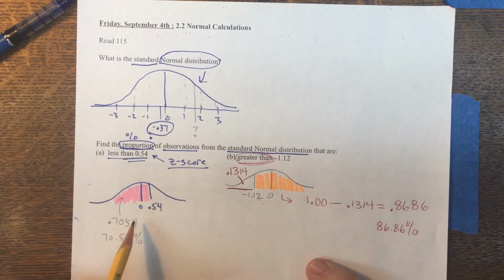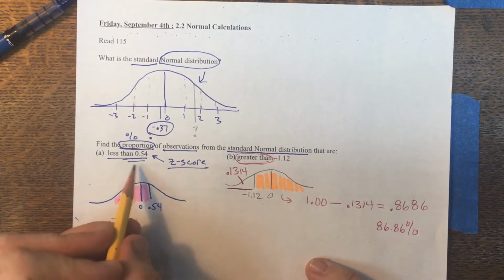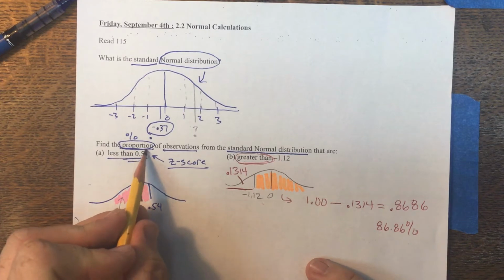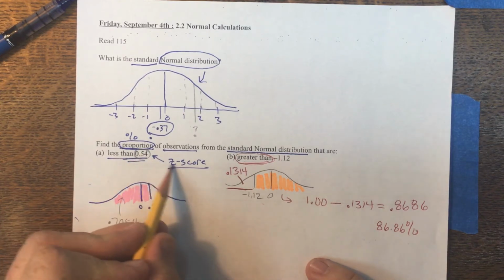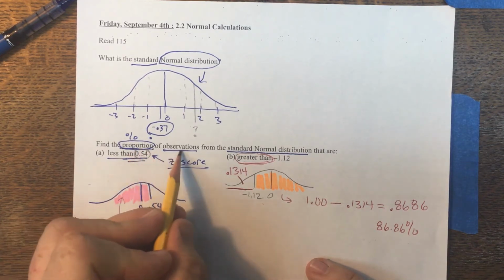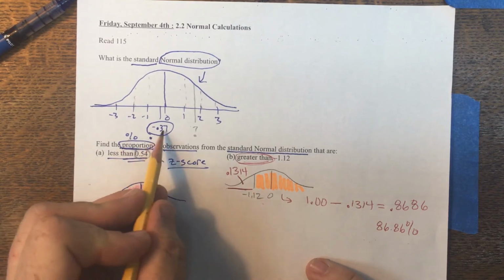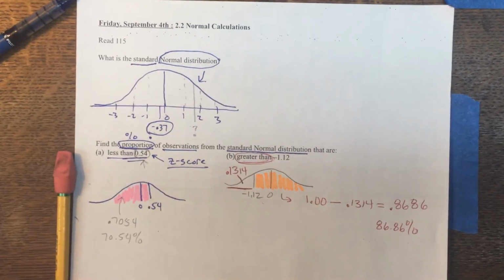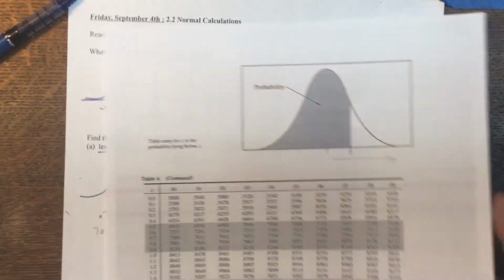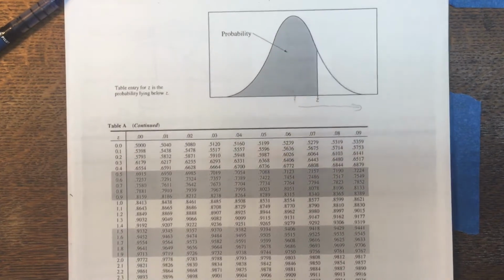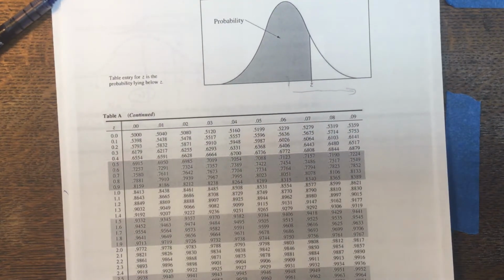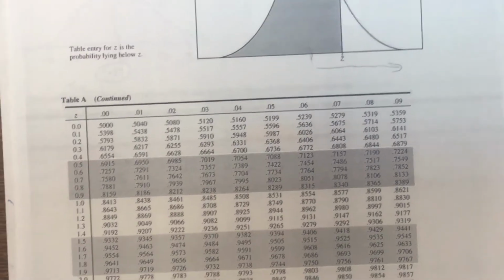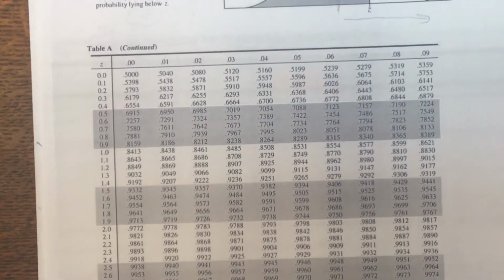So what we're saying here is that we have a z-score of less than 0.54, and that's your z-score there. And we want the proportion of observations. Proportion can be percent or a decimal, like what I showed you on the graph. And we're going to use the graph right now. So this is a positive z-score, so I'm going to grab the chart that has a positive to it. I'm going to zoom in just a little bit so you guys can see this here.